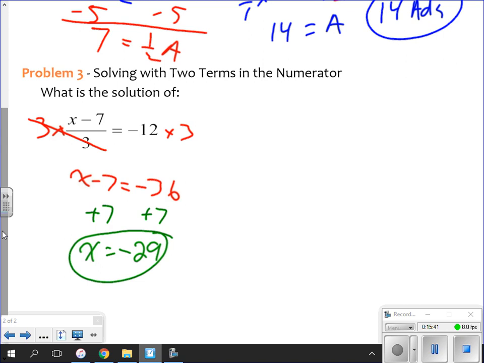Now, I want to do another example. Yes. 36, yeah. I want to do another example to make sure you understand.